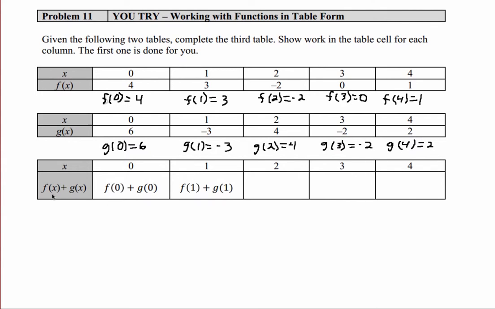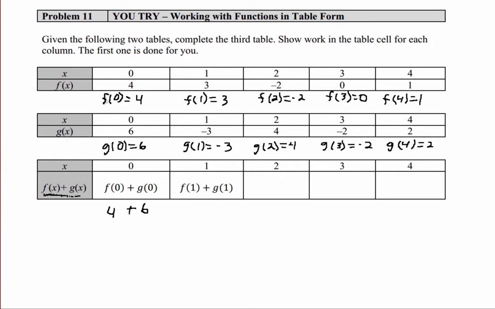All right, so now what they want us to do is do a table where we come down and give them the value of f of x plus g of x. So that says basically add the y values. So really what f of 0 plus g of 0 says, it says take 4 plus 6.